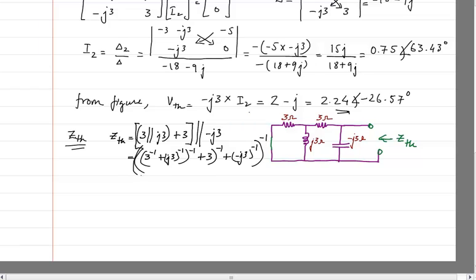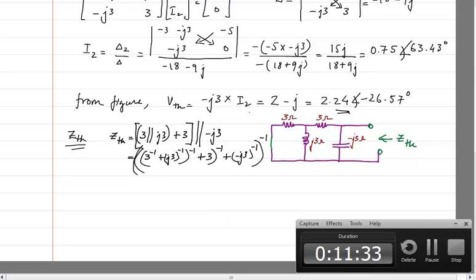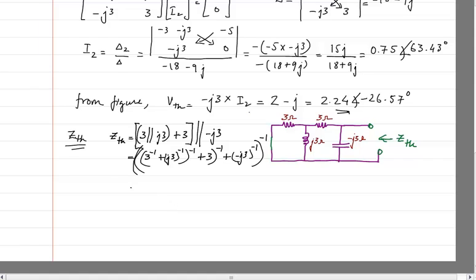When you are doing it in a calculator, remember you have to put 3 brackets in the front and you have to just type it like this. If I type it like this, I will get the answer as 1.8 minus J2.4 ohms, or it can also be written in polar form as 3 angle minus 53.12 degrees.